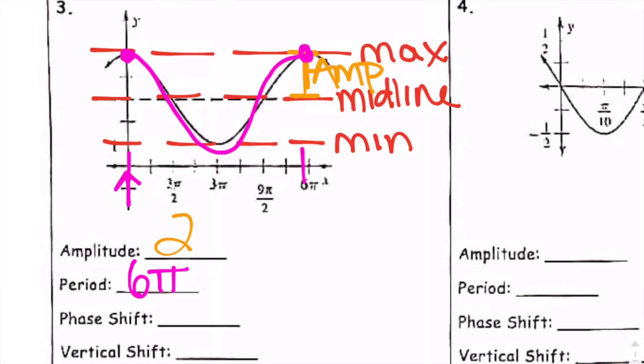Our phase shift, our starting x value right here is x equals 0, and so our phase shift is 0. Our vertical shift, our midline, is at y equals 3, so we have a vertical shift of 3.